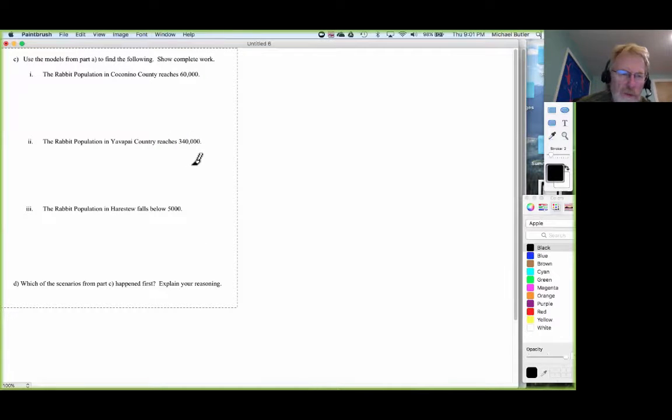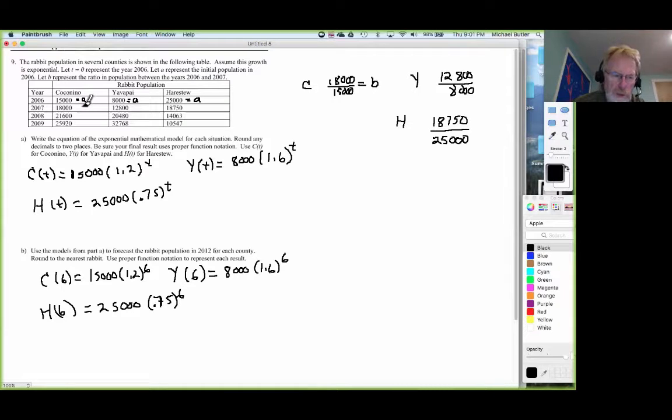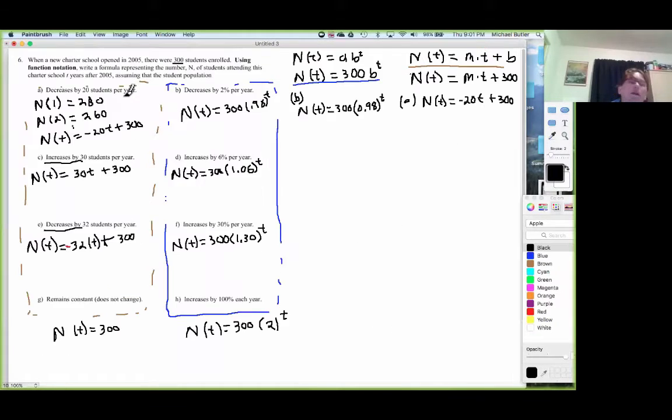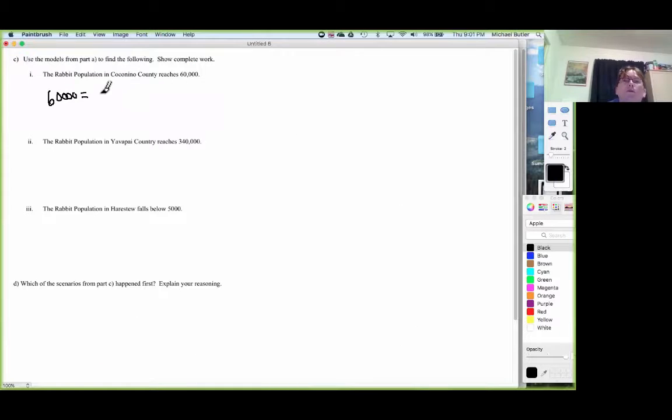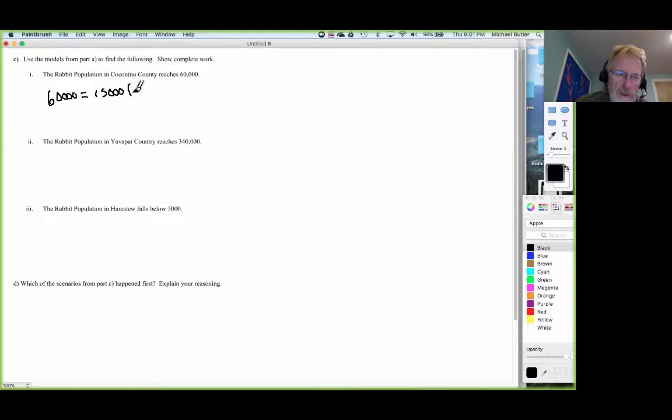All right, so use the modeling for each of the following, show complete work. The rabbit population, when does it reach 60,000? So we've got to take 60,000, and that's going to be equal to 15,000 times 1.2 raised to the t power. So the question is the time. So we've got to solve for the time.